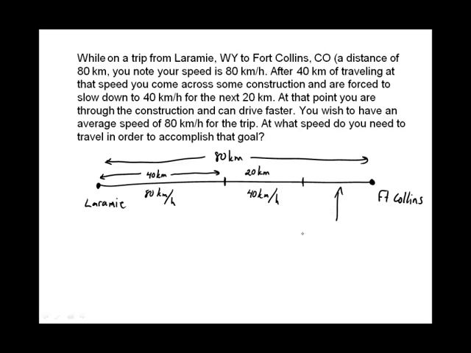All right, so I want to average 80 kilometers per hour. Now, I was doing 80 for the first 40 kilometers, but for the next 20 kilometers, I had to slow down to 40 kilometers per hour. So at what speed do I need to travel? So my average speed is 80 kilometers per hour. How fast do I need to go in here? So let's call this the velocity over the third time period. All right, so I'm not going to tell you what that is.